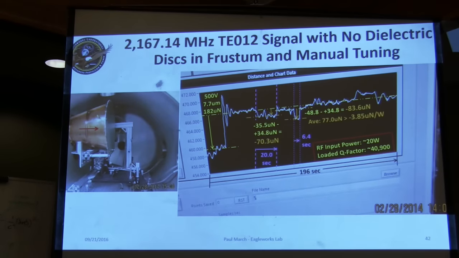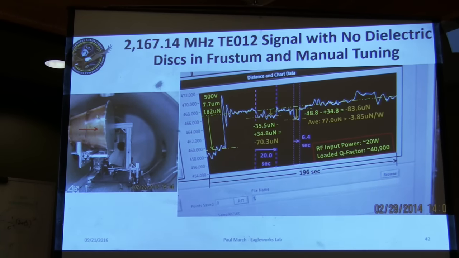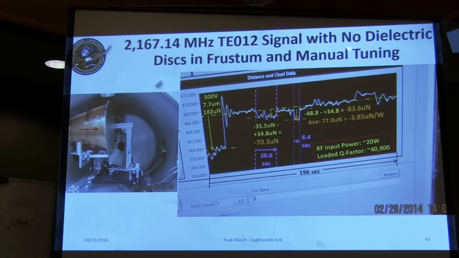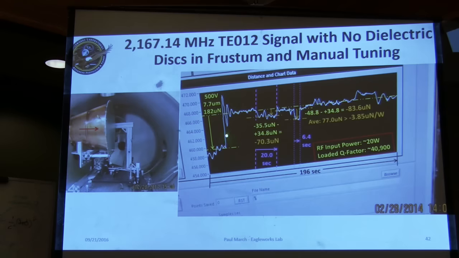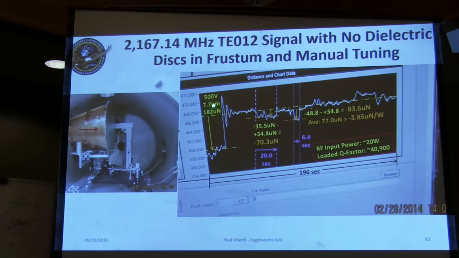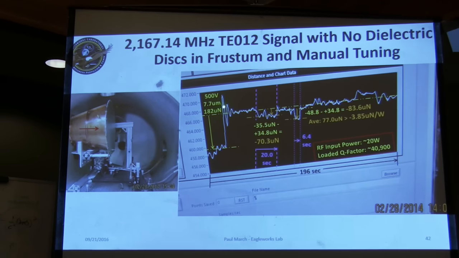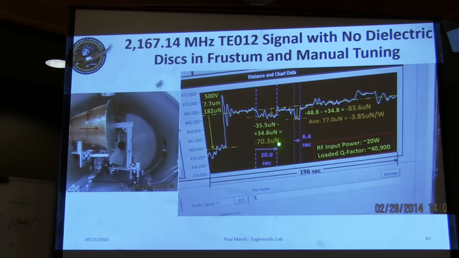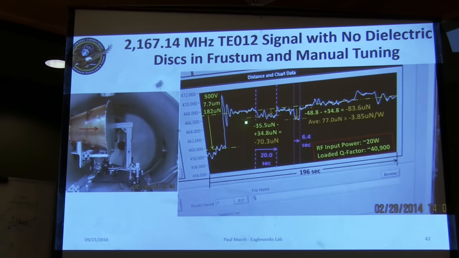Next slide. Okay, this is the first test I did with this copper cavity. It was at 2167, TE012 signal, no dielectric. And note what my cal pulse was. It was a 500 volt, 7.7 micron displacement, and that equates out to 182 micronewtons. The first signal was for about 20 seconds, and it was about minus 35 micronewtons.